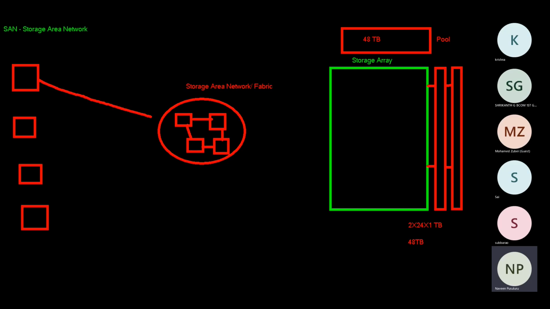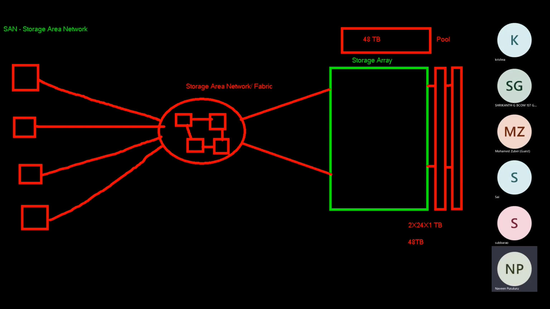So we will connect all our servers to the switches in the SAN network, and even our storage also to the switches in the SAN network. With the help of this SAN network and the switches inside it only, my servers and storage will be able to communicate with each other. But this is not an IP network like LAN. This is a dedicated SAN network which will use a different mechanism and different protocols.